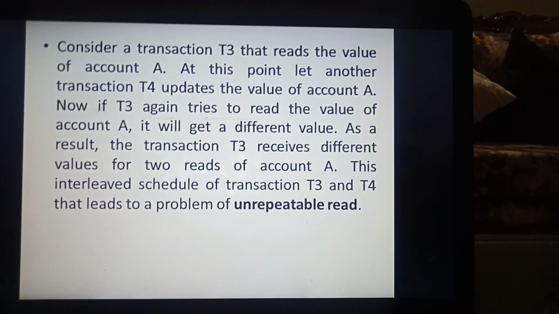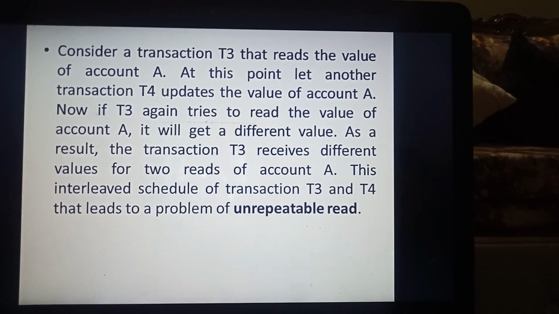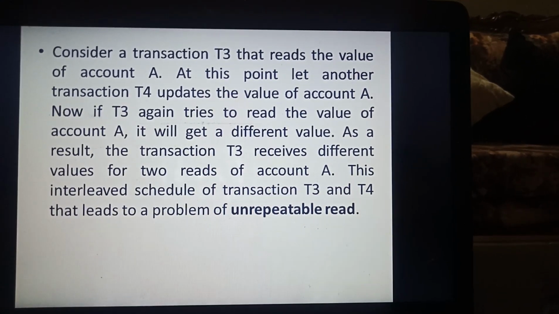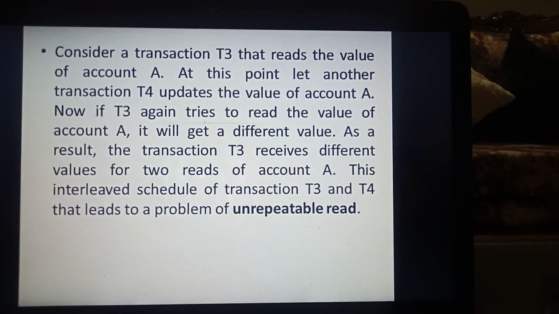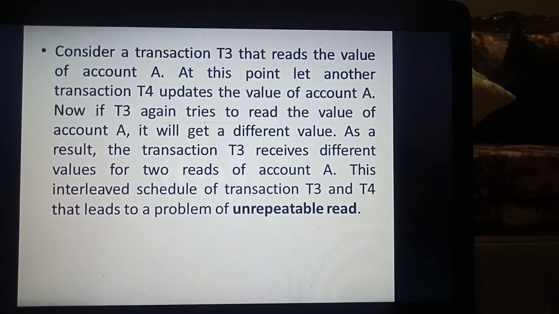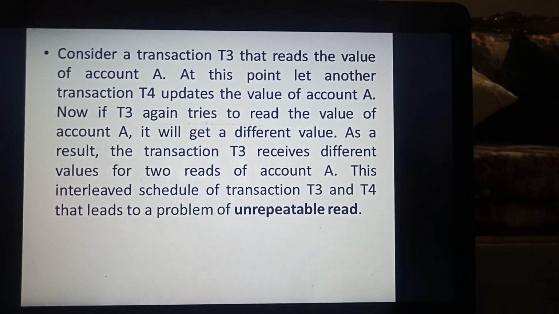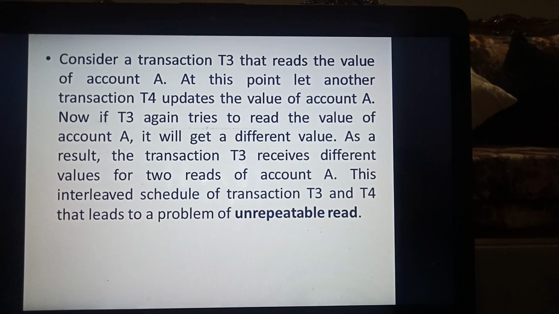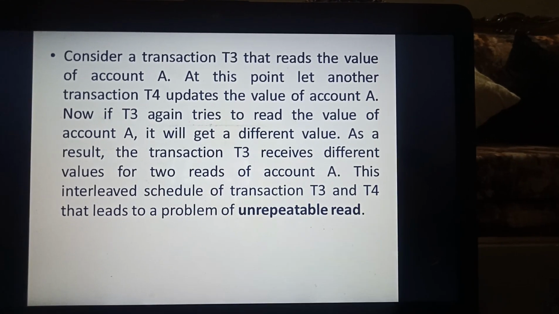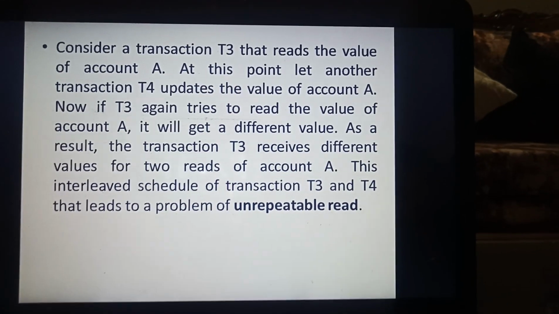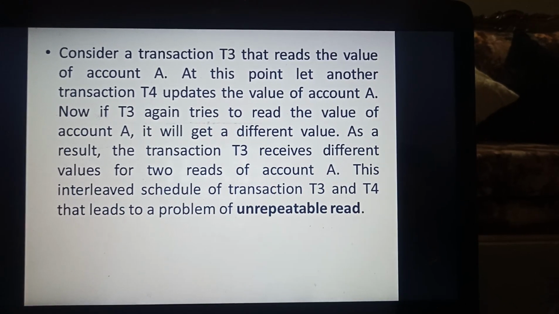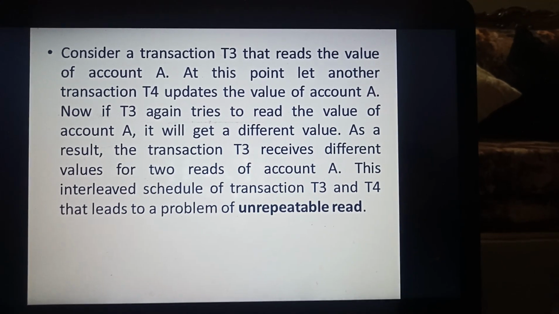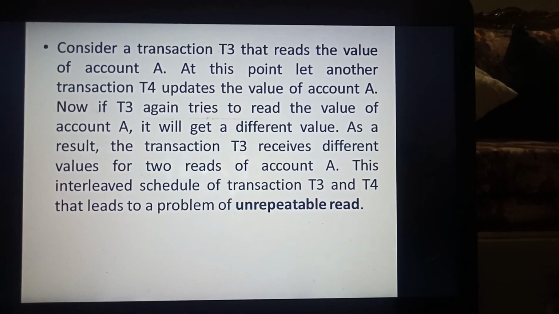Now consider a transaction T3 that reads the value of account A. At this point, let another transaction T4 update the value of account A. Now if T3 again tries to read the value of account A, it will get a different value. As a result, the transaction T3 receives different values of 2 reads of account A. This interleaved schedule of transaction T3 and T4 leads to the problem of unrepeatable read. So these were the 3 problems of concurrency control.